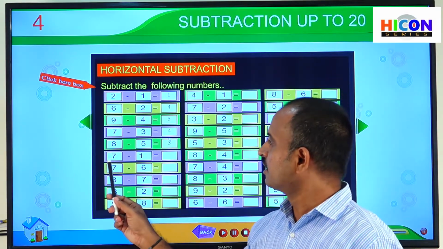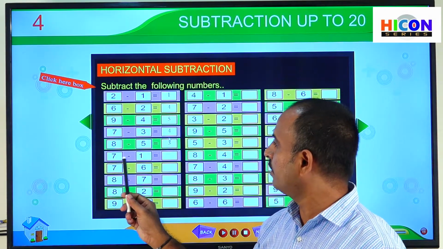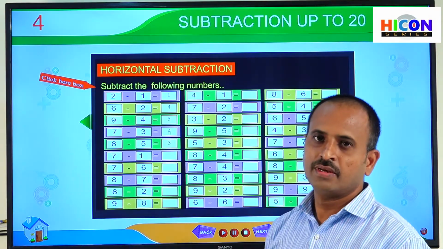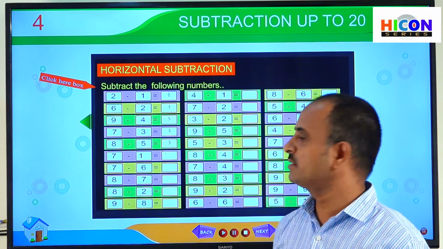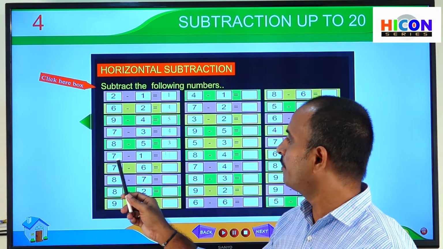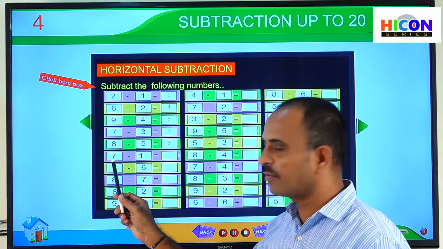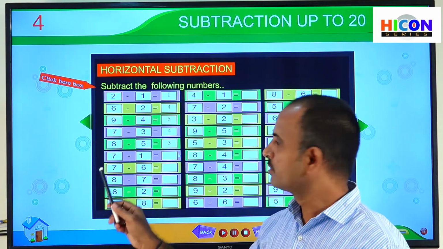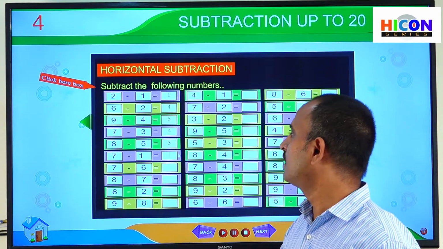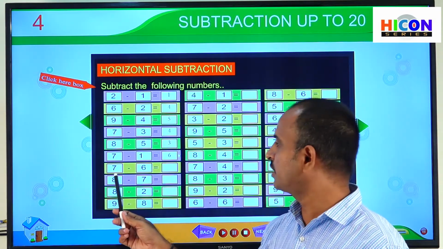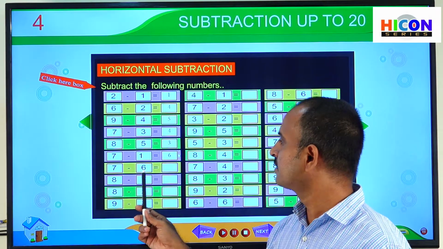Next, see the next subtraction, 7 minus 1. Here 1 is subtracted from 7. According to subtraction facts, if 1 is subtracted from any number, we will get its before number. So what is the before number for 7? 6. So write 6 in this box. The answer is 6.